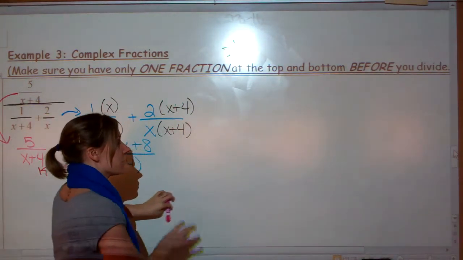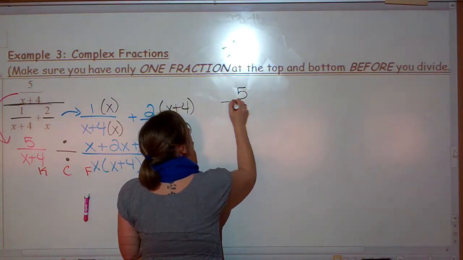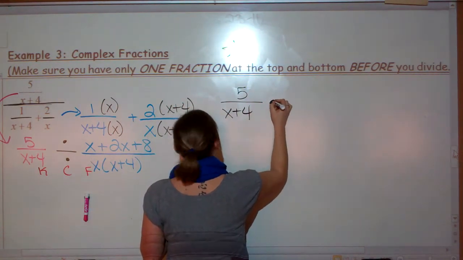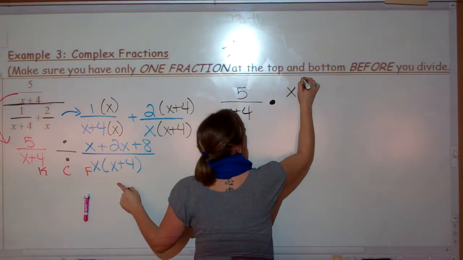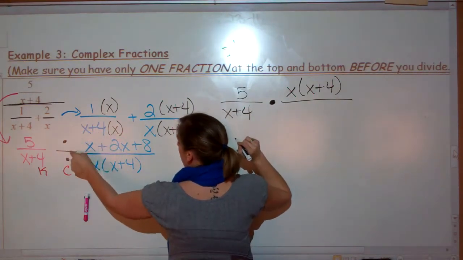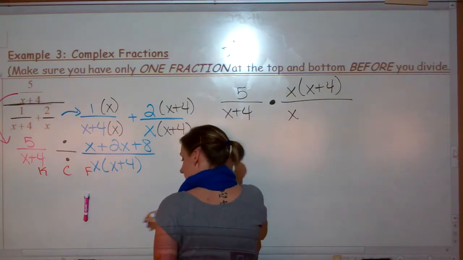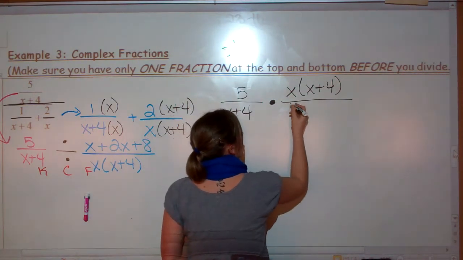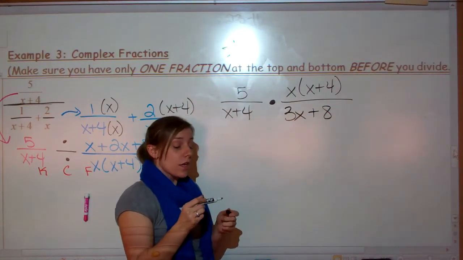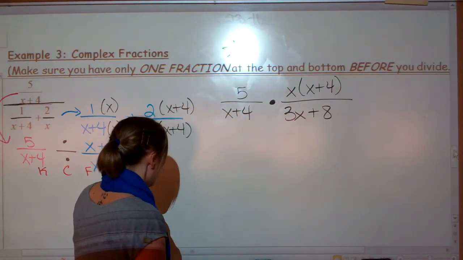I'm going to do that over here just since I have some room. So, let me rewrite it. That's 5 over x plus 4. I'm going to change it to multiplication, and I'm going to go ahead and flip this one. x over x plus 4, over, I'm going to go ahead and put those two together, 3x plus 8. Alright, and if we wanted to, we would want to factor, but 3x and 8, they don't have a GCF, so that's as far as it goes.